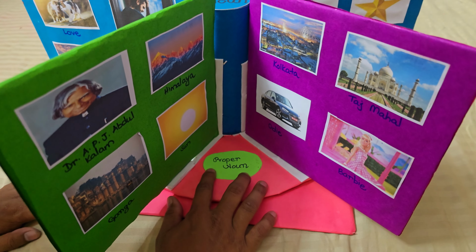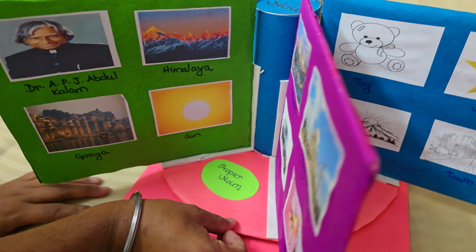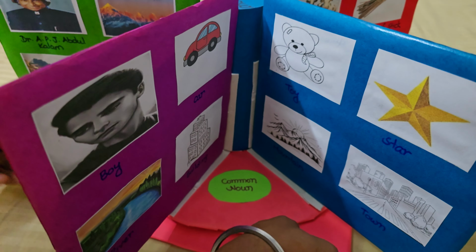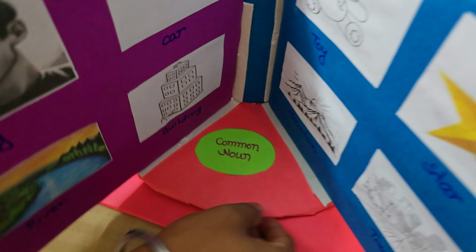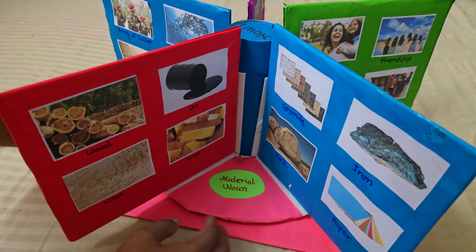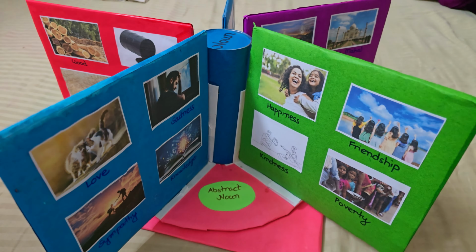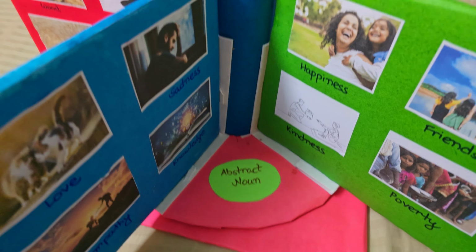See, I have pasted here the name, proper noun, and the images this side also and this side also. Next, here we are having common noun with images. Next we are having collective noun with images. Next we have material noun with their images, and at the end we are having abstract noun with their images. It's very easy to make, and this will make your class attractive.